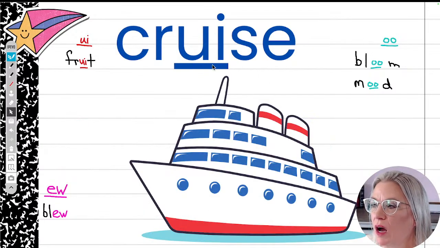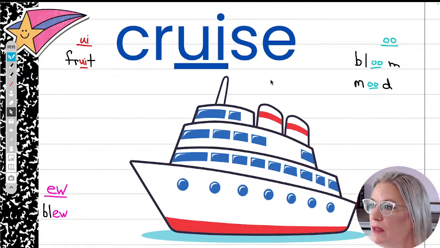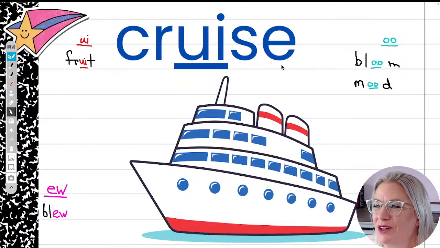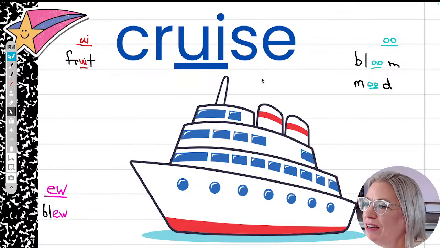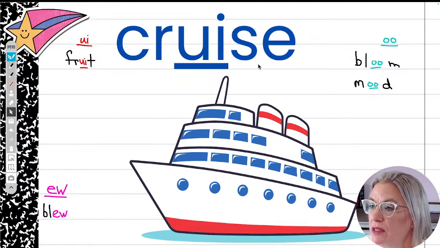Now we have UI for the oo sound, but we have something a little different in this word. The SE here works together to make the sound Z or S, depending on how you pronounce this word. With cruise, I usually have a little bit of a Z sound in that, and maybe you pronounce it with just S. Either way is fine. It's just a matter of remembering that the S and the E work together to make one sound there. So we'll group those 2 letters together. That is a sound picture with 2 letters. So that goes in our UI column.